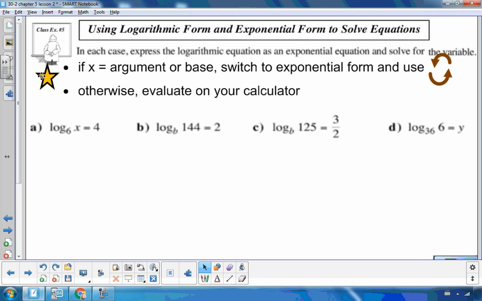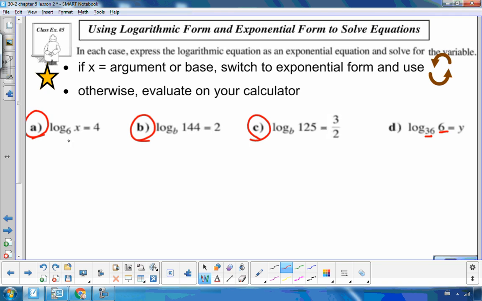So I'm going to show you that. I'm looking for where x is the argument or the base. Those are the ones that I want to change. Otherwise, I don't need to change it. So I need to use circle of logs for this one, and this one, but not this one, D, because I have the argument and I have the base. So I'm going to show you how to do that one in a minute. Okay, so here, use circle of logs. 6 to the 4 equals x. And 6 to the 4 means 6 times 6 times 6 times 6, which is 1,296.